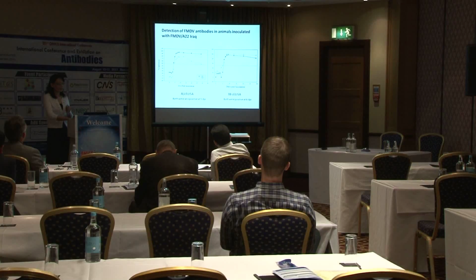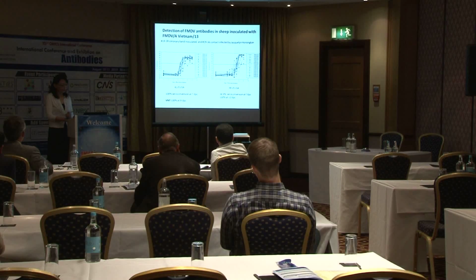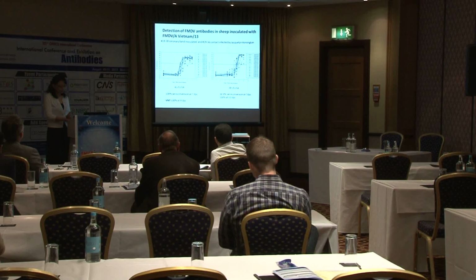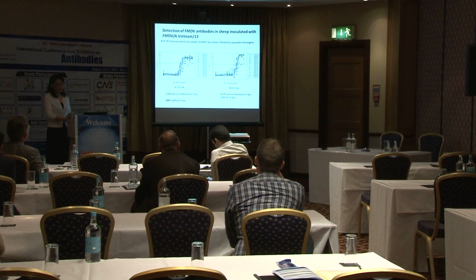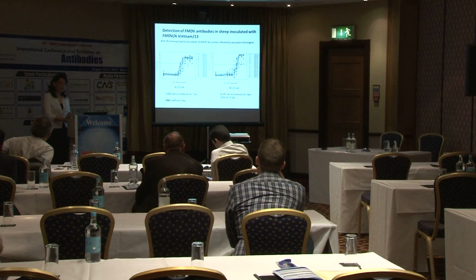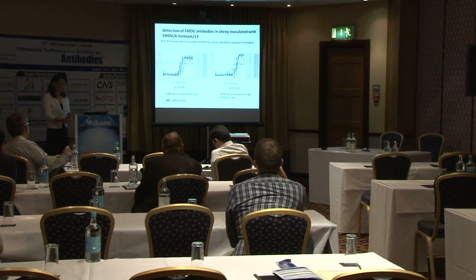This is just a similar result, but with animals inoculated with different isolates. As we can see, the results are quite similar to the previous one. Again, these are sheep experimentally inoculated with another isolate, because FMD serotype A viruses are all within one serotype, but there are so many different isolates. We need to make sure our test can detect antibody from animals inoculated with different isolates.